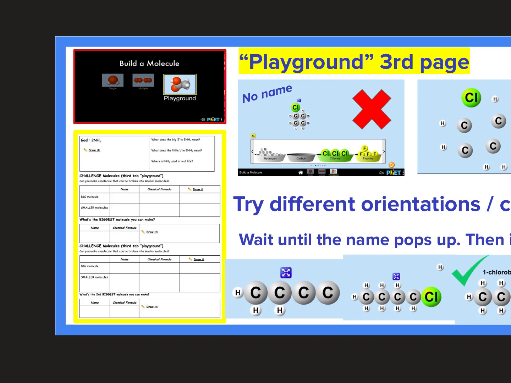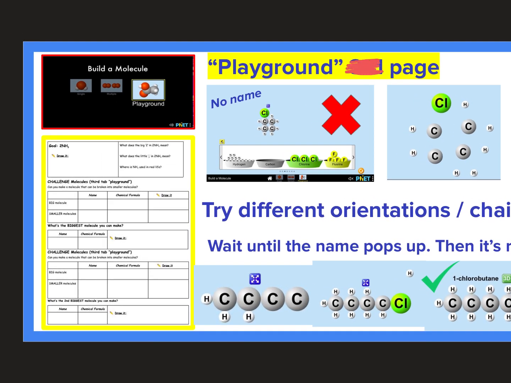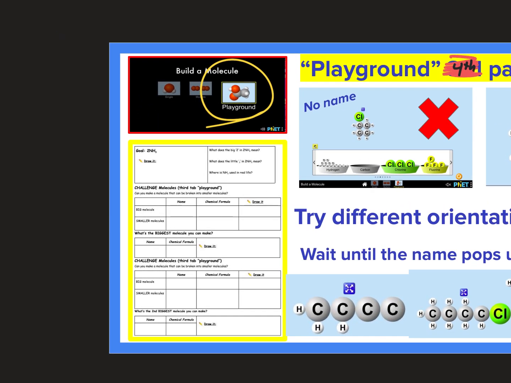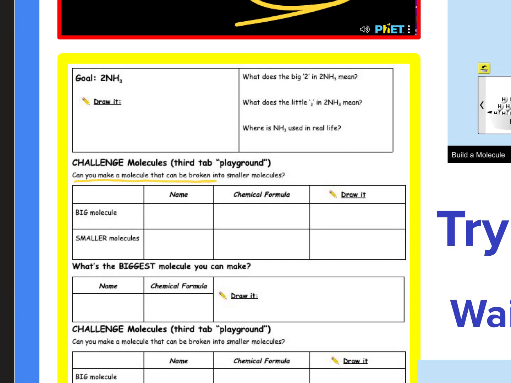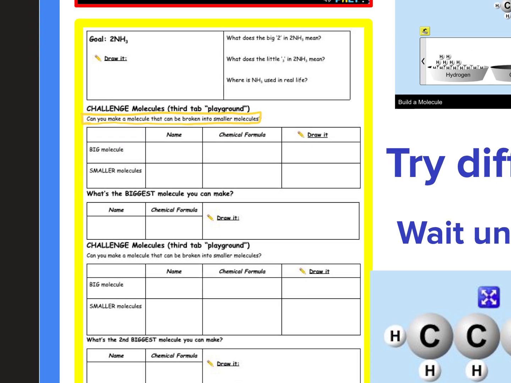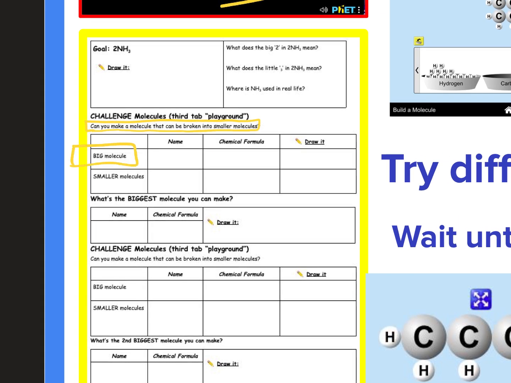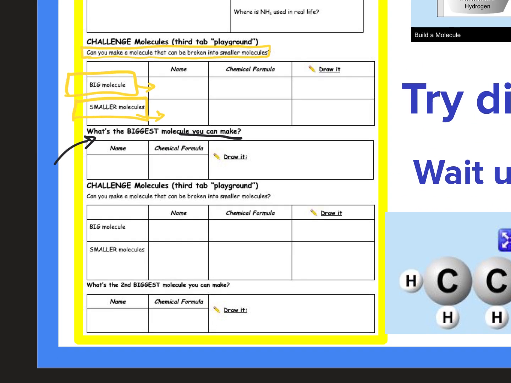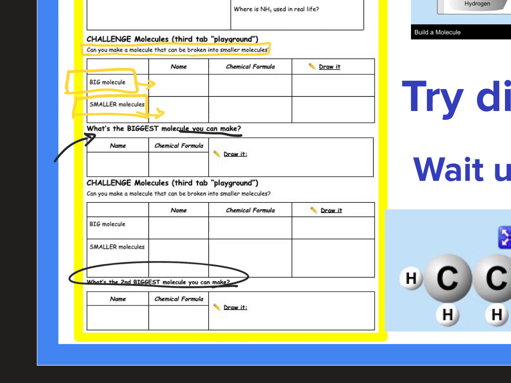When you get to this fourth page, page 4, fourth page, you're going to go to playground. So when you're at this playground, you can do multiple things here. It says, can you make a molecule that can be broken into smaller molecules? And we want to make something that's big. And what are the smaller molecules that it turns into? Next question is, what's the biggest molecule you can make? And then what is the second biggest molecule that you can make?